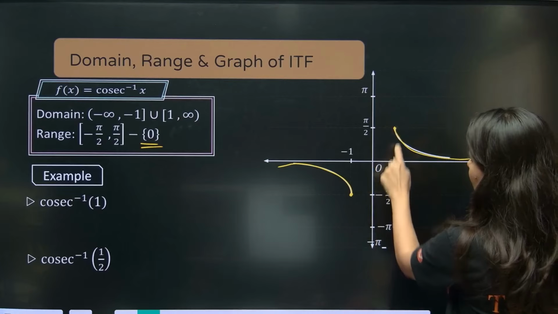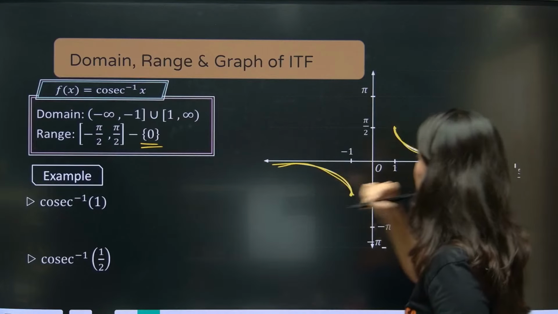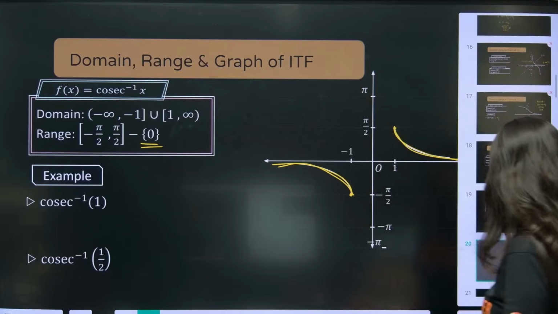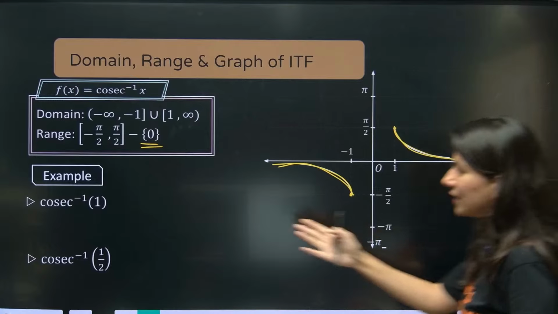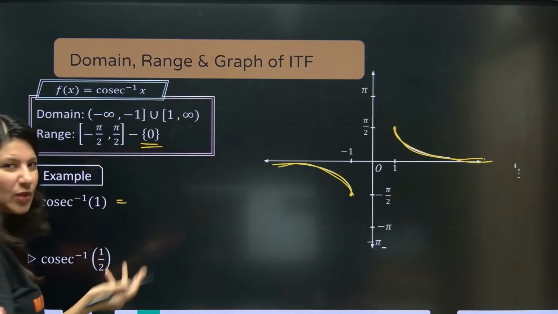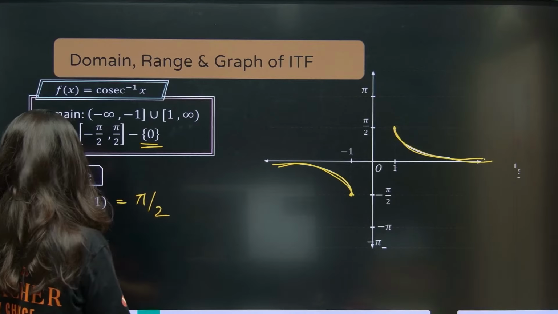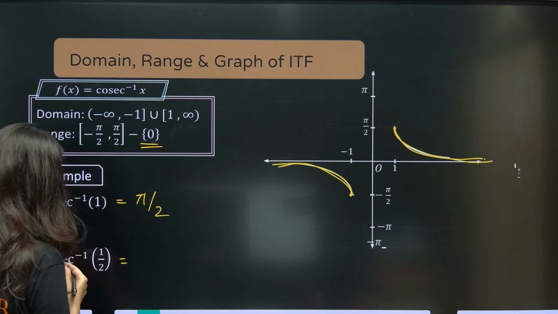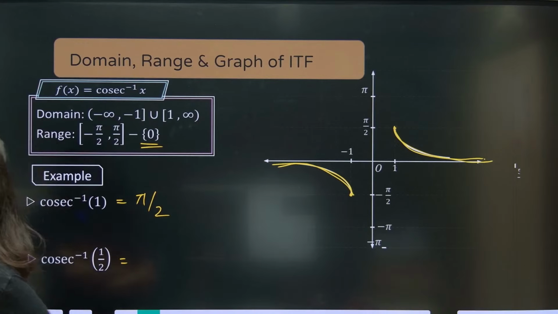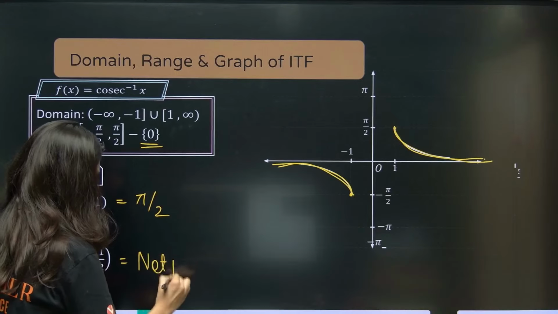See, this is 1 and pi by 2. So pi by 2 to 0, or minus pi by 2 to 0, like that. So 0 will go to infinity. Now you will be actually thinking, acha, cosec inverse 1, can you tell me, ma'am? Cosec inverse 1 is actually same as sin inverse 1, which is pi by 2. And cosec inverse half will be equal to sin inverse half. Tell me, what is the value of cosec inverse half? Cosec theta half means sin theta equals 2. Not possible. Not possible.